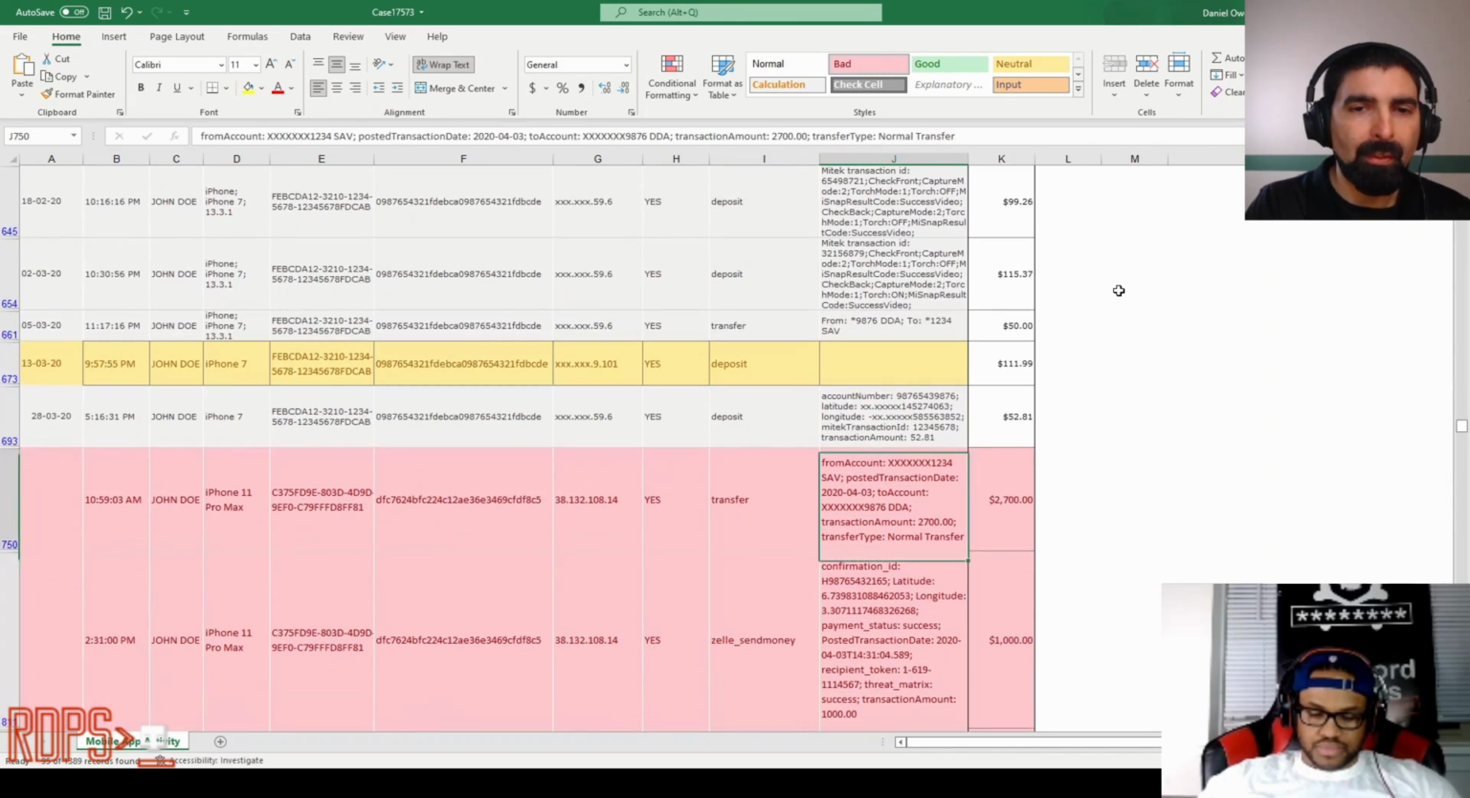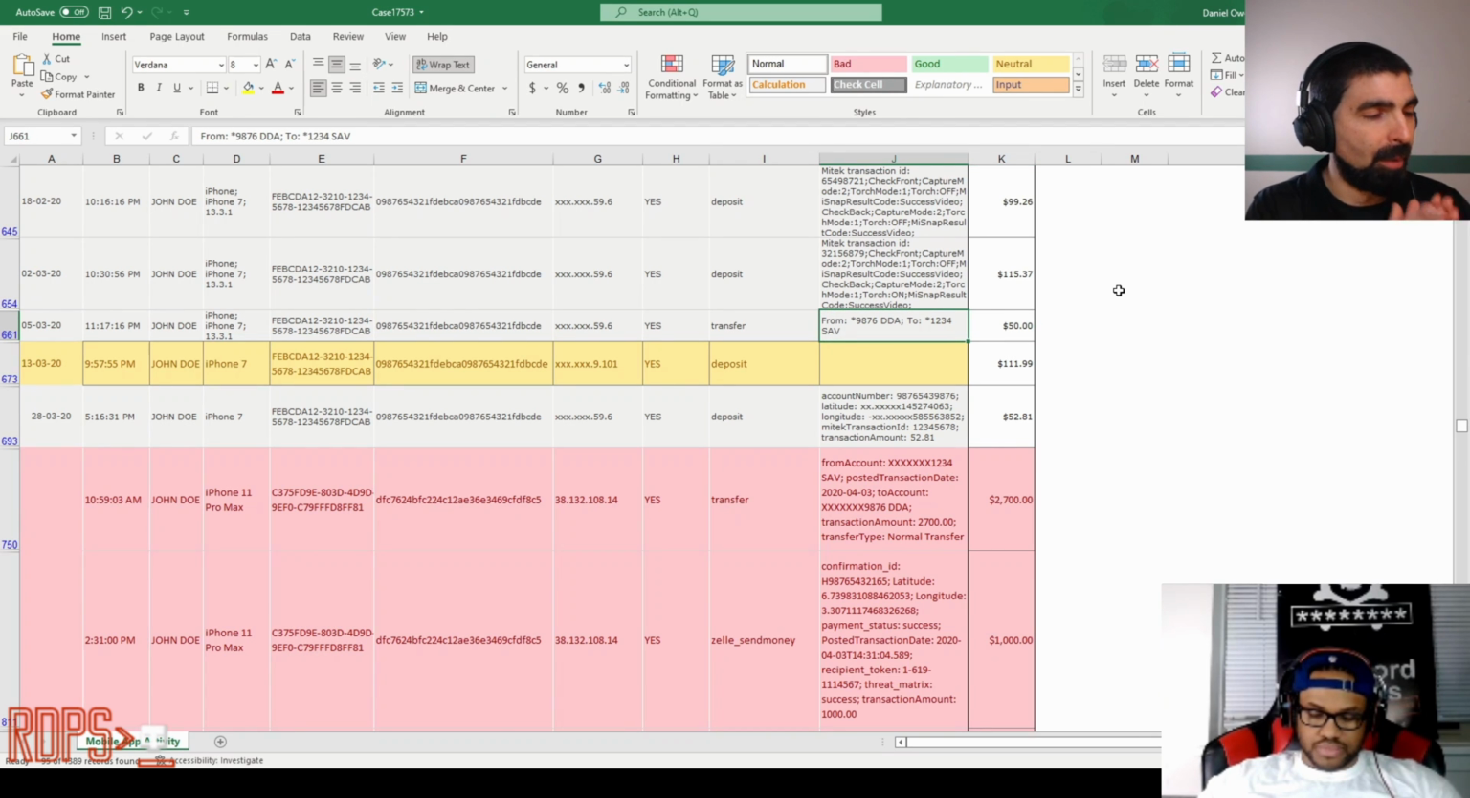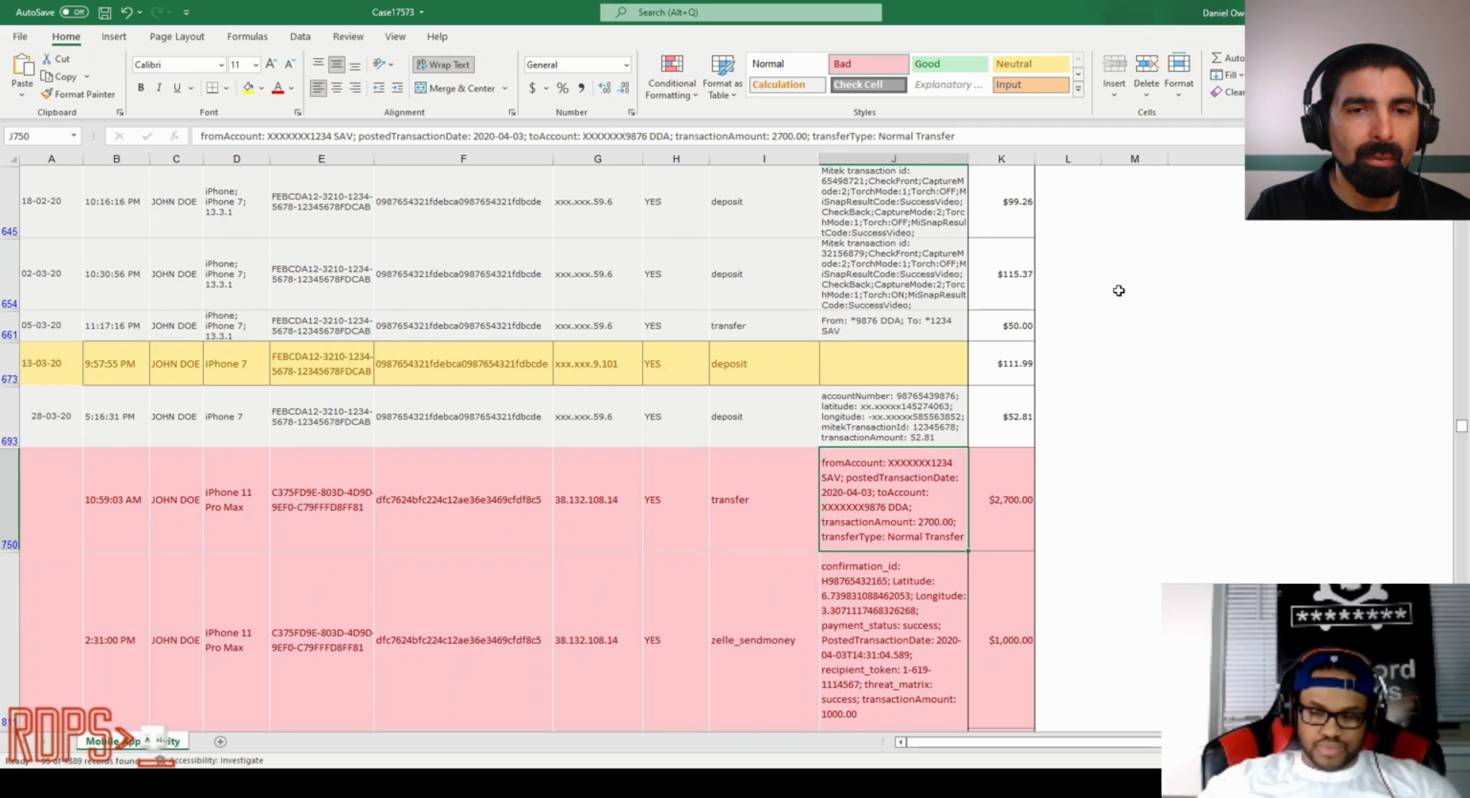Now, here's where it gets funny. So we see all these small deposits. We see a small transfer. This one is from checking into savings. It's a small transfer, and it's from one account owned by the individual to another account owned by the individual. We're not seeing any money actually leave until we see this. So here we've got this big transfer.